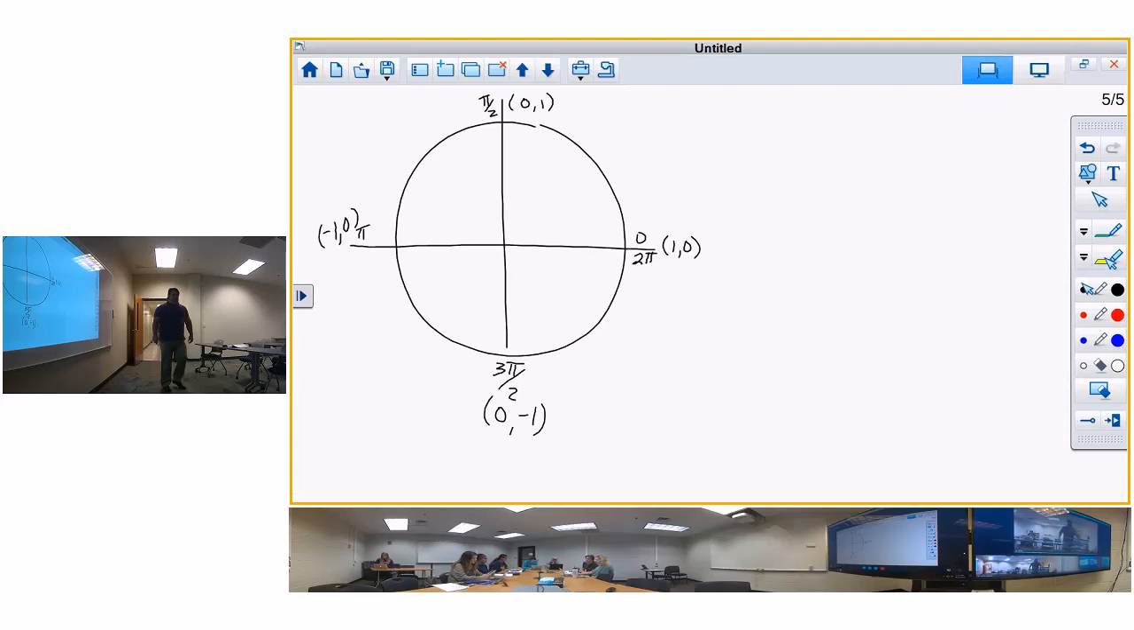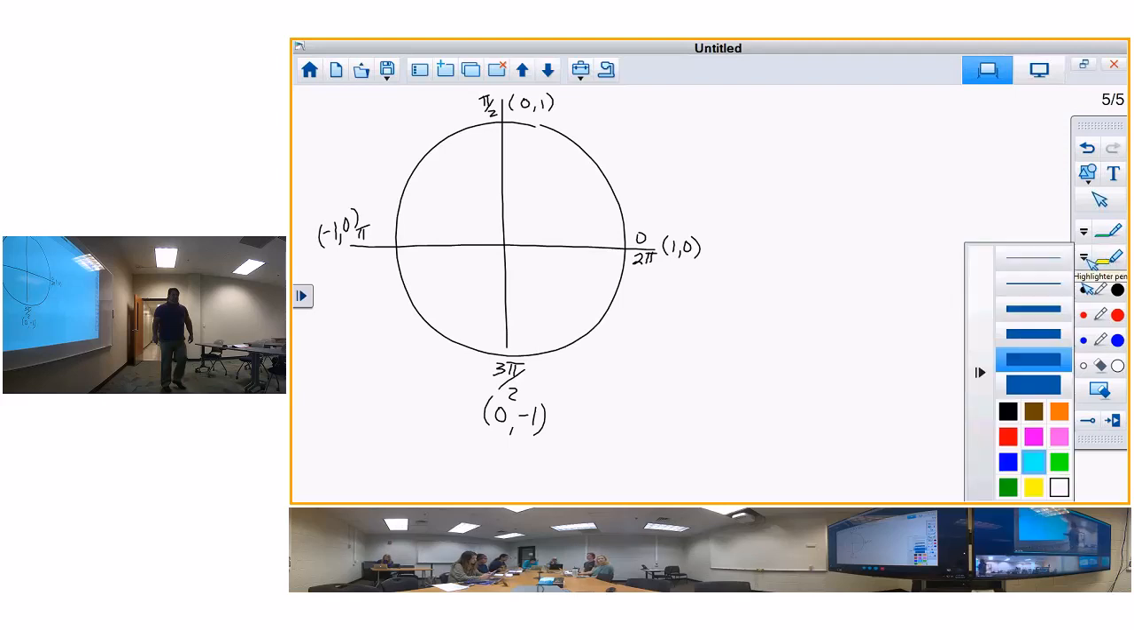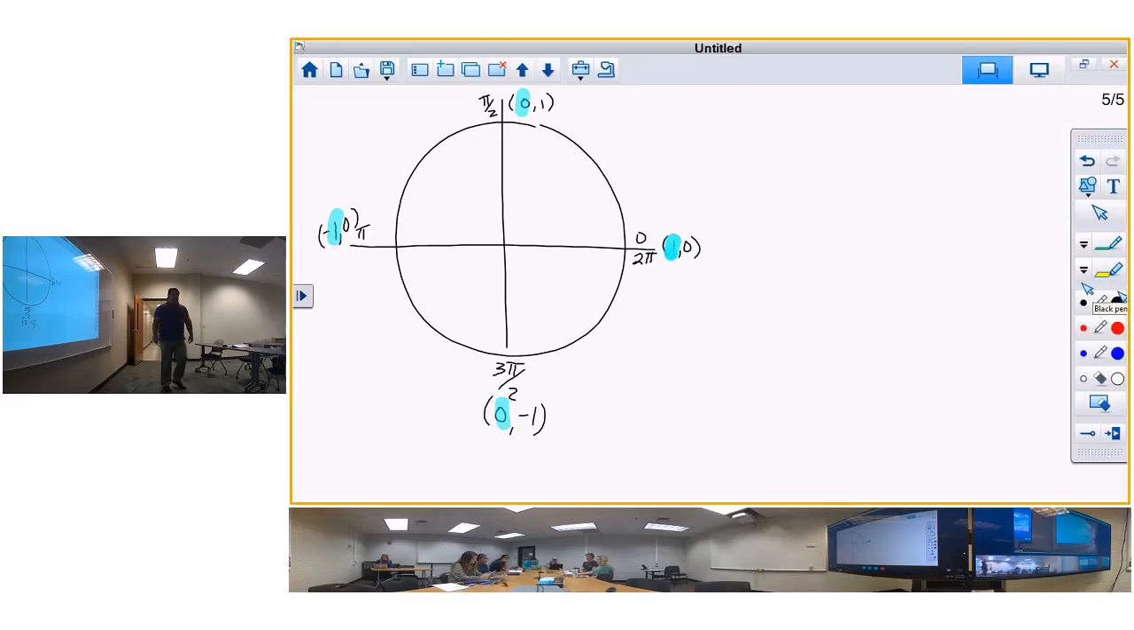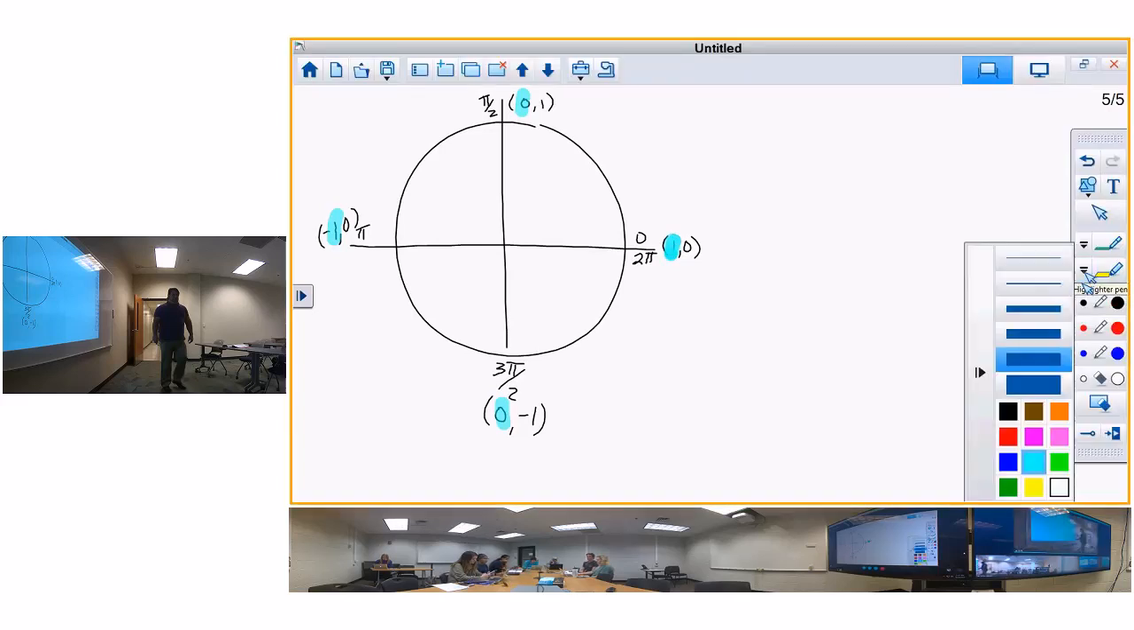Okay, now I want you to highlight the sine and the cosine. We'll highlight the cosine in blue. There's the cosine, and then back to 1. Everybody with me? And we'll highlight in yellow the sine.